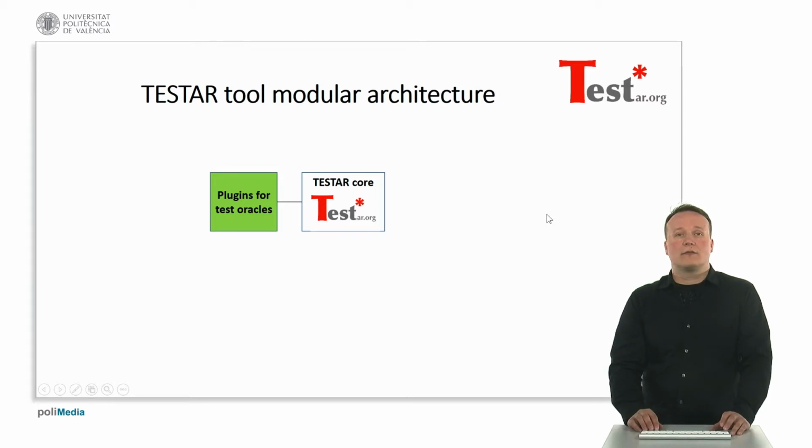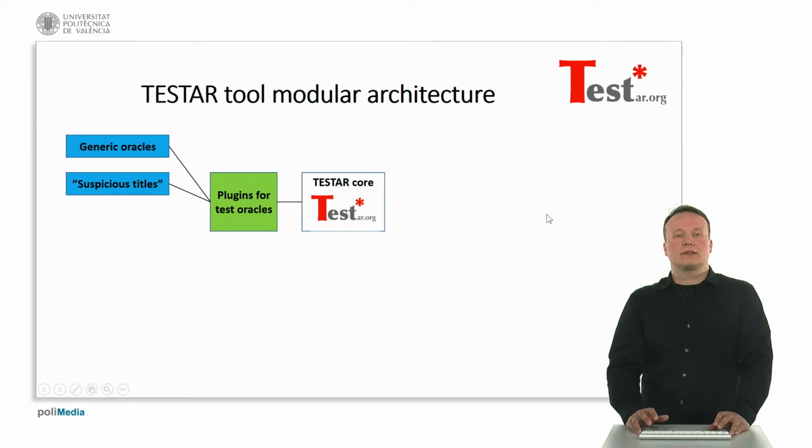There are several test oracles already implemented in the tool, and some of them are still under development. There are generic oracles, which include, for example, noticing when the system under testing is closed, or if it becomes unresponsive. Then there are what we call suspicious titles, which is a way of defining titles that, if they are found in any part of the UI, are called suspicious, and then those are marked as possible errors.